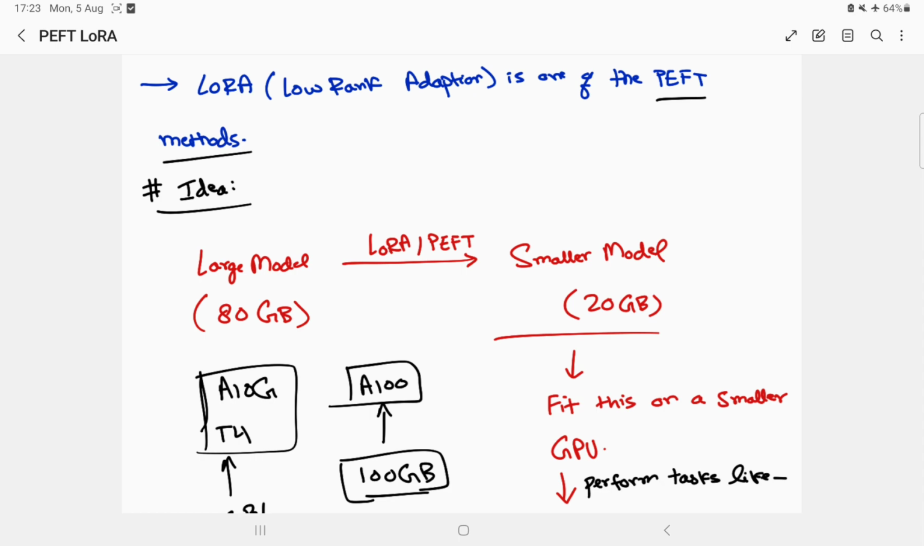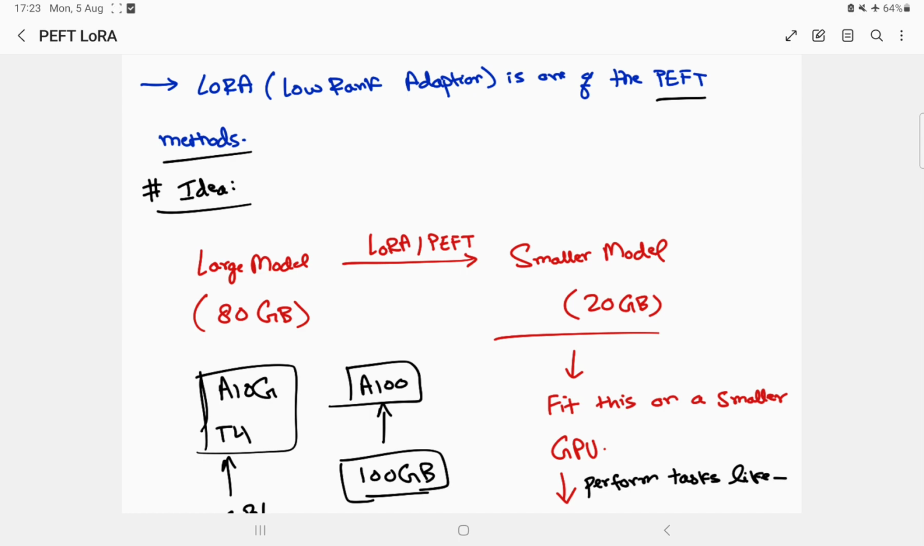So let's begin. LoRA stands for low rank adaptation, and like I mentioned, it's one of the parameter efficient fine tuning techniques. There are many more, but LoRA and QLoRA, which is a variant of LoRA, is widely used in the industry for fine tuning of large language models. And the core idea behind LoRA or PEFT for that matter is to basically try to fine tune these large language models which have billions of parameters on a consumer grade GPU.